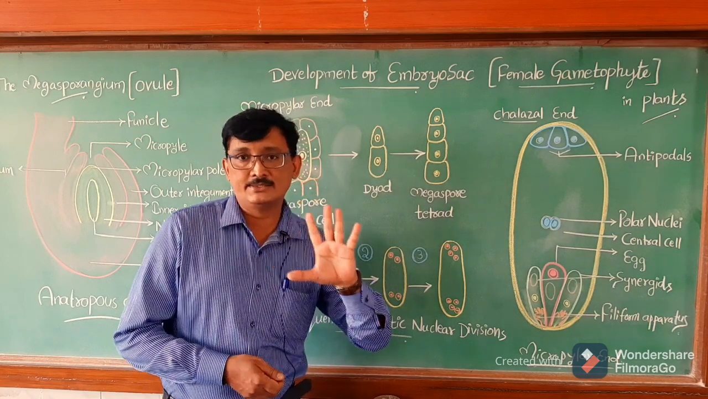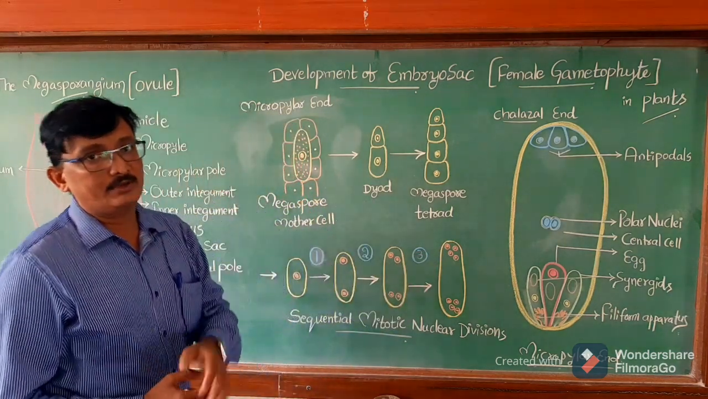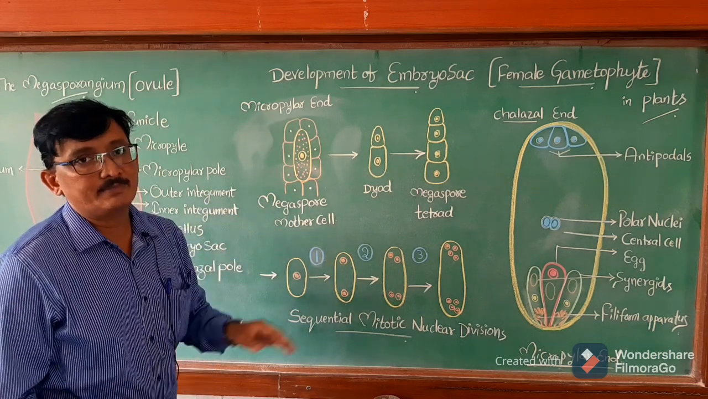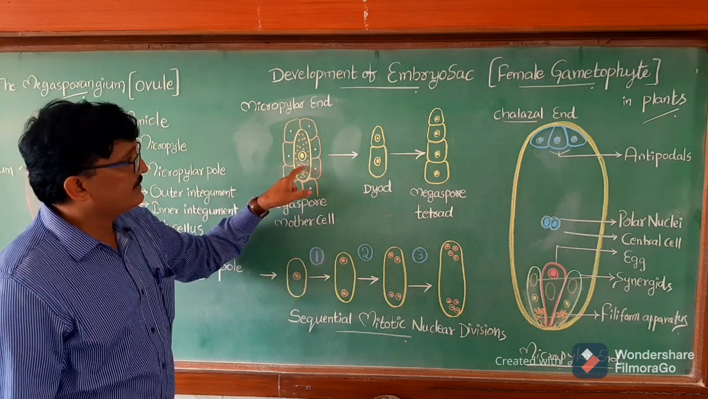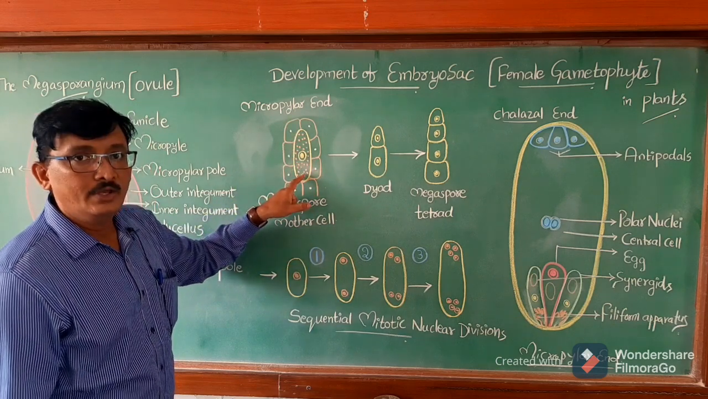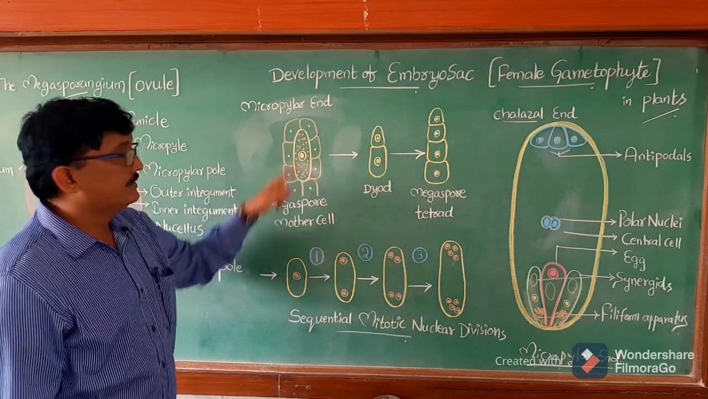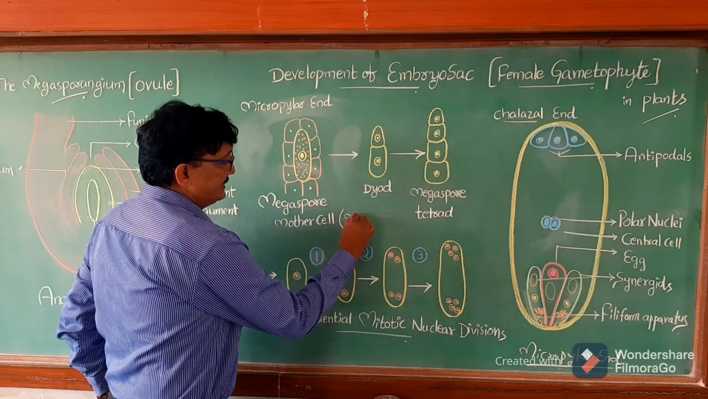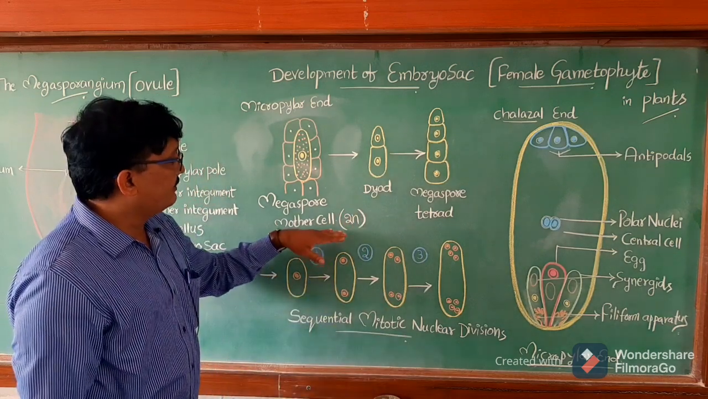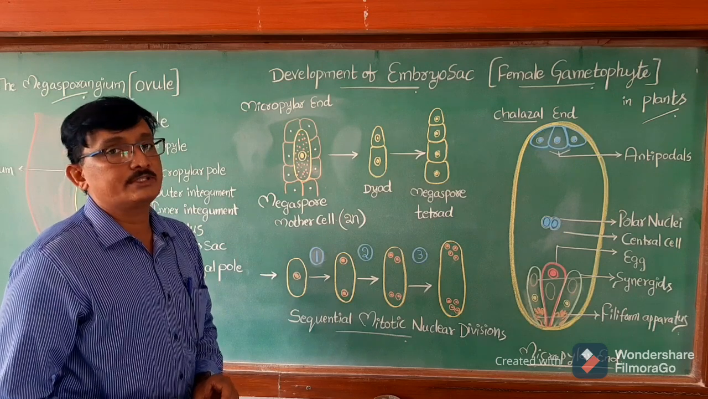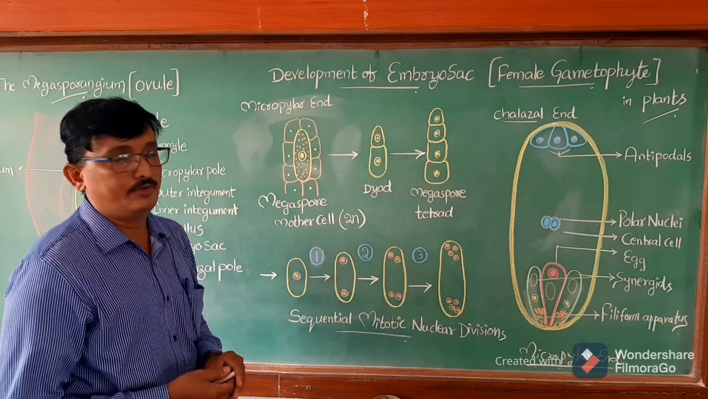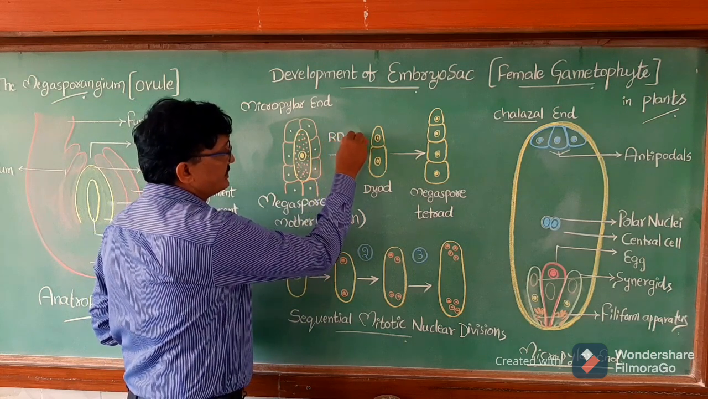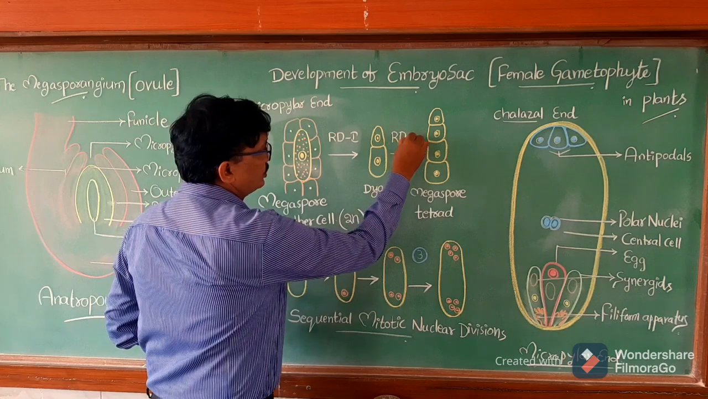In this nucellus, any one cell becomes specialized, and it becomes the megaspore mother cell, MMC. Here you can see the megaspore mother cell, which is surrounded by other nucellar cells. Now, this megaspore mother cell is diploid, 2n. In this megaspore mother cell, meiotic divisions take place, that is nothing but reduction division, that is meiosis 1 and meiosis 2.